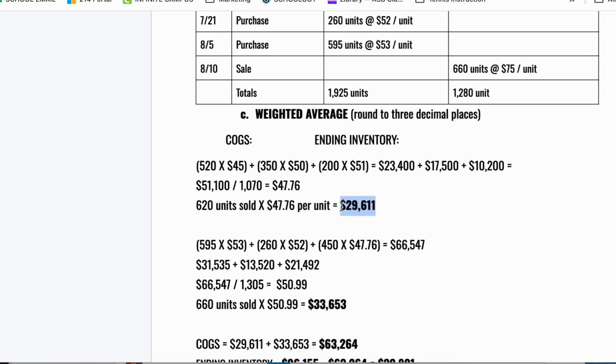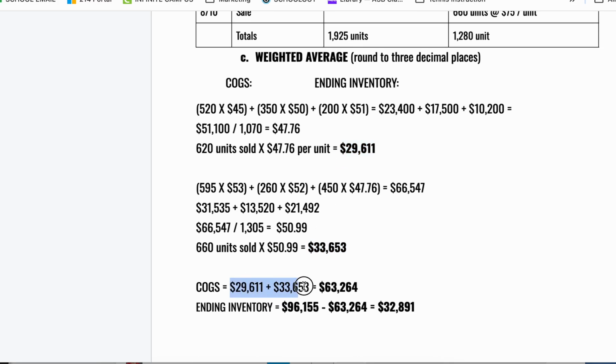So my total cost of goods sold is $33,653 plus $29,611. Add those two together, and I get a total COGS of $63,264. So my ending inventory, once again, is going to be my total cost of goods available for sale minus my cost of goods sold here. So my ending inventory is $32,891.